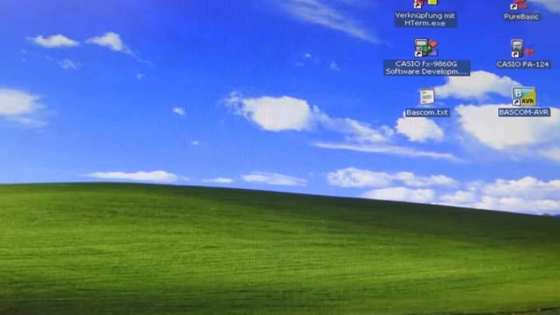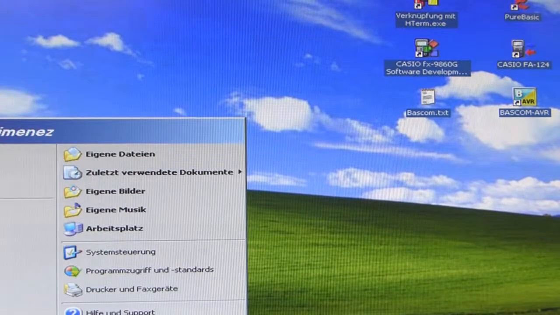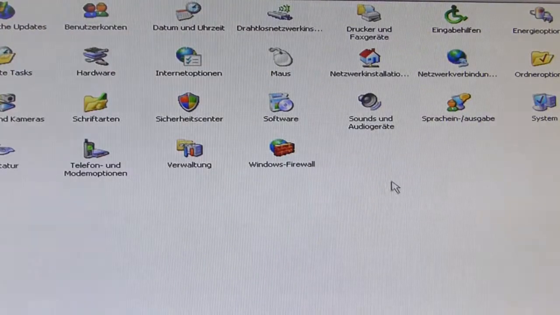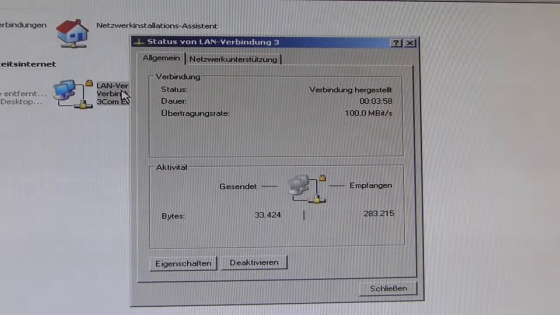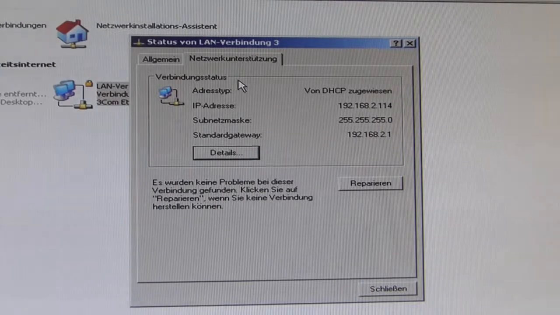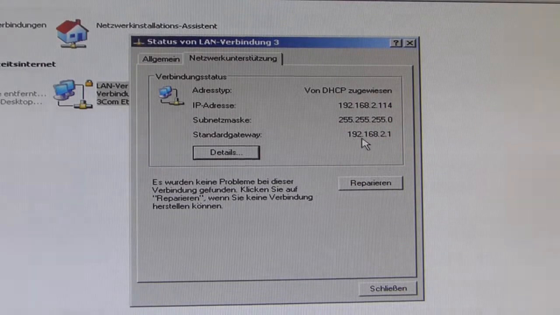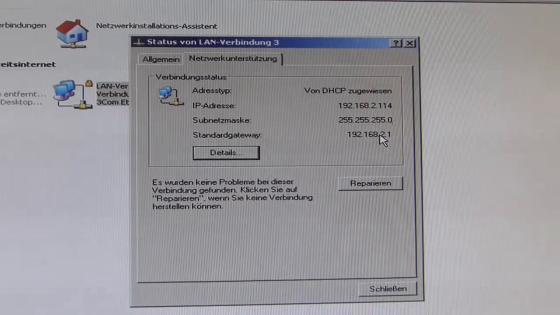Now you can see I rebooted my system in Windows XP, and now let's go over to the network settings, which are here. I use LAN connection number 3. And when we go over to network support, you can see all those needed pieces of information here. You have an IP address 192.168.2.114. We have a standard subnet mask of 255.255.255.0 and a standard gateway of 192.168.2.1. So it's a good idea to write this down on a piece of paper.